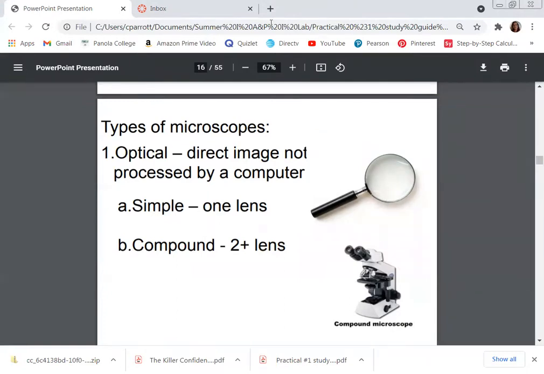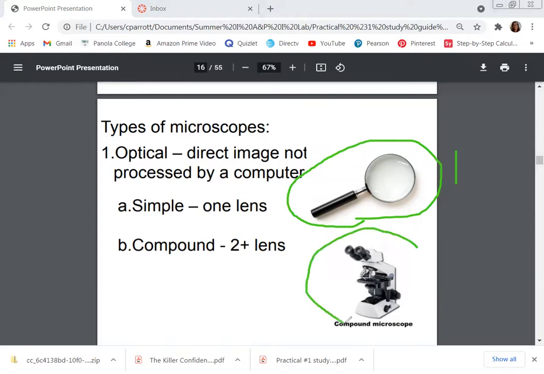The first one here, I'm going to circle in green and label number 1. That is a simple microscope. It's also a magnifying glass, but a magnifying glass is a simple microscope, and it's simple because it only has one lens. The second type of optical microscope, I'm going to label number 2 here, is a compound microscope. And it's called compound because it has multiple lenses, 2 or more.